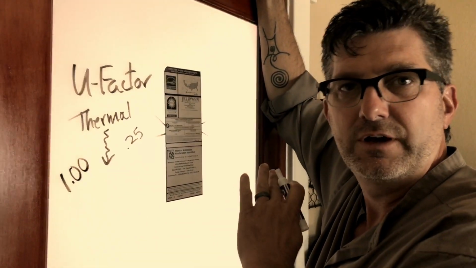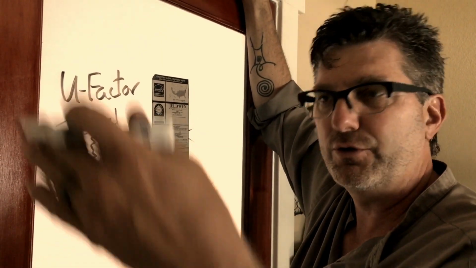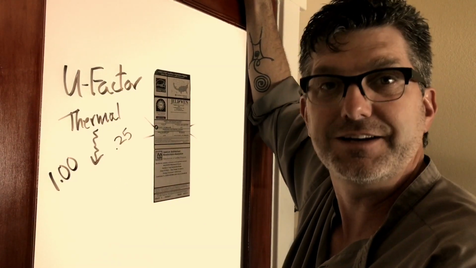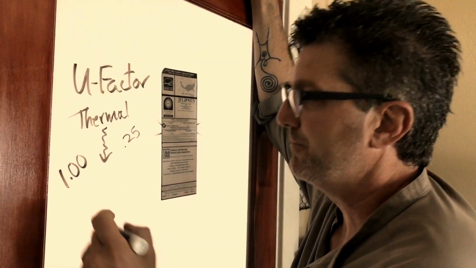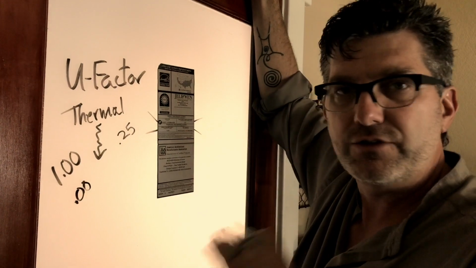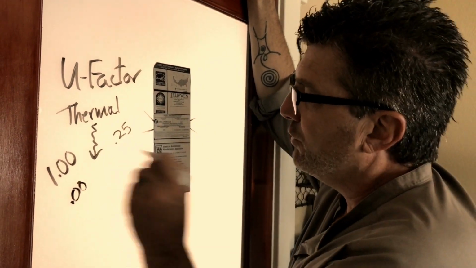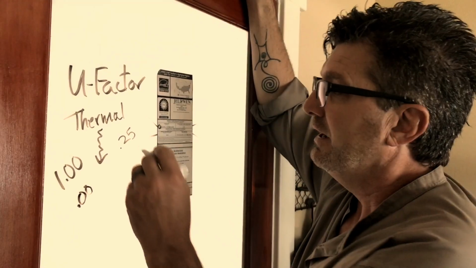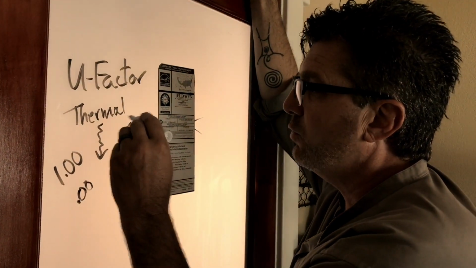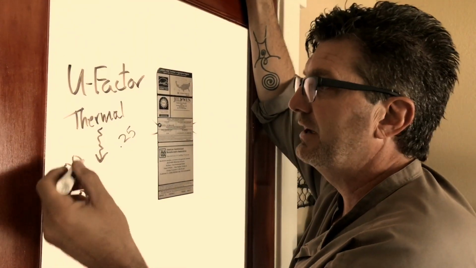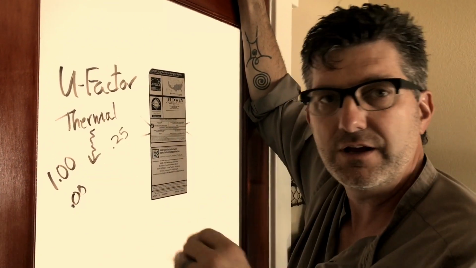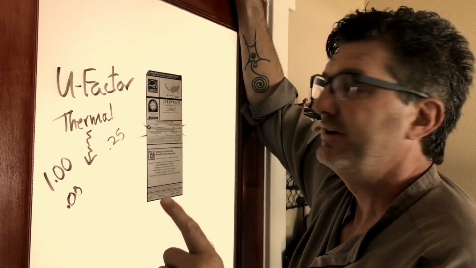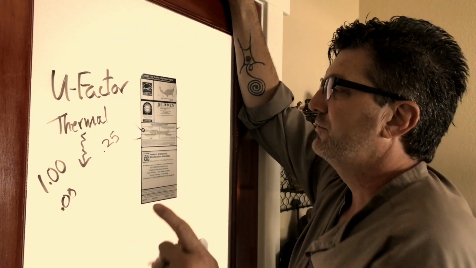1.00 means complete energy transfer. So if it's 90 degrees outside, it's 90 degrees inside through this material. 0 means no energy transfer. 0.25, that's a really good window actually, a very good window. It means that only 1/4 of the energy on the outside is thermally transferring in through the window material itself. But that's not the only story when it comes to windows.